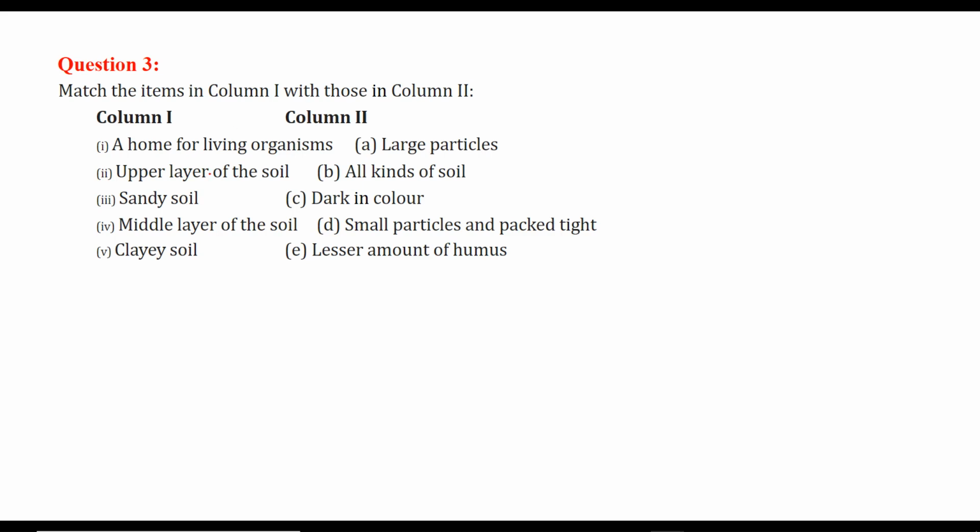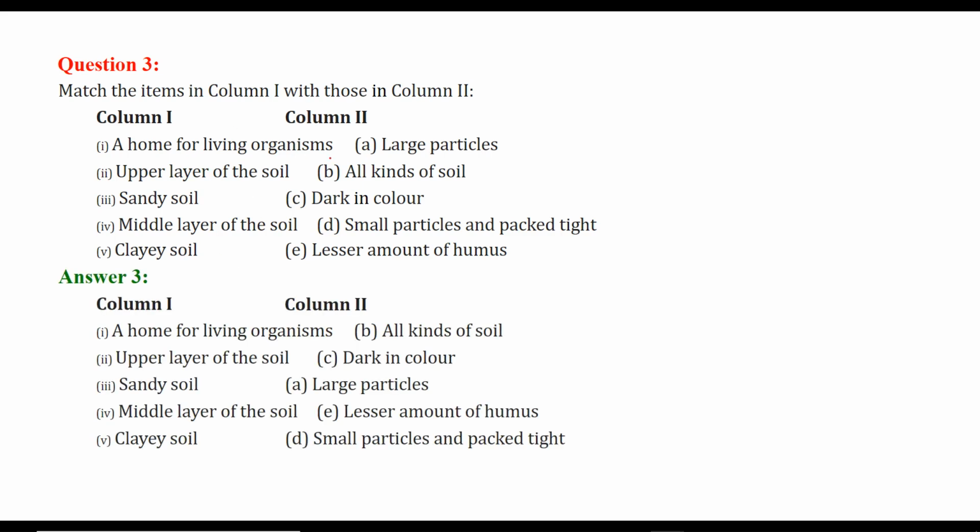We have to match column 1 with column 2. So home of living organisms is all kind of soil. Upper layer of the soil is dark in color. The sandy soil has large particles. The middle layer of the soil has a lesser amount of humus, and clay soil has the smallest particles and is packed type.